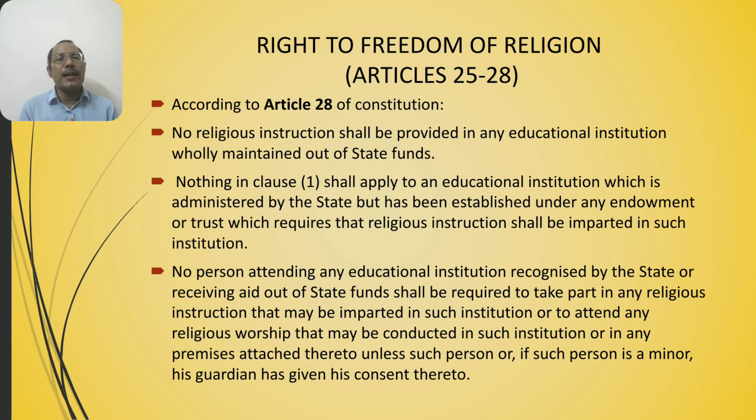Nothing in clause 1 shall apply to an educational institution which is administered by the state but has been established under any endowment or trust which requires that religious instruction shall be imparted in such institution. No person attending any educational institution recognized by the state or receiving aid out of state funds shall be required to take part in any religious instruction that may be imparted in such institution, or to attend any religious worship that may be conducted in such institutions or in any premises attached thereto, unless such person, or if such person is a minor, his guardian, has given his consent thereto. That means if any institution is established by the government, one religion cannot be propagated there, or if it is, then the parents' consent must be taken by that institution, and only then can they propagate their religion.